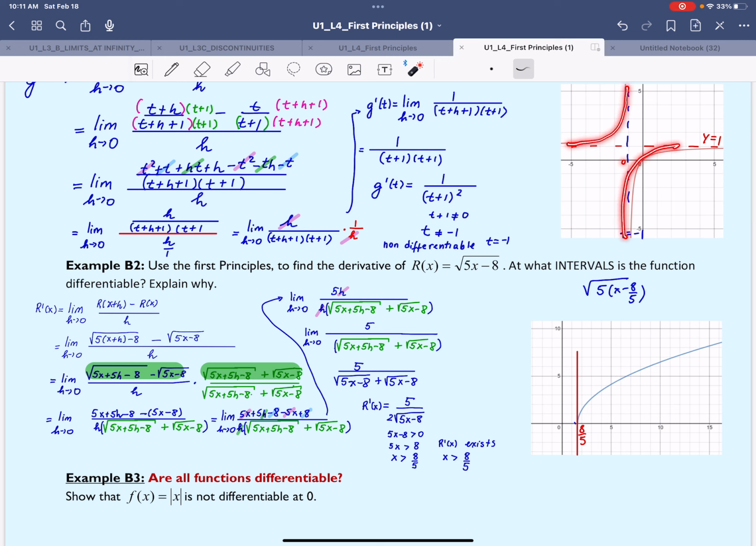The function is discontinuous at x equals -1, and we explained algebraically what it meant and how to connect it with the fact that you cannot draw a tangent, you cannot find the slope of the tangent, you cannot find the derivative. And when we looked at the equation of the derivative, we saw that the derivative function had a restriction at that same point where the function was discontinuous.